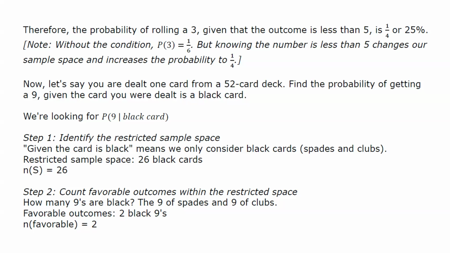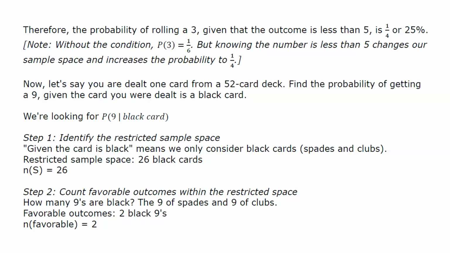Okay. Now let's say you are dealt one card from a 52 card deck. Find the probability of getting a 9, given the card you were dealt is a black card. So now we're looking for the probability of receiving a 9, given that it's a black card. So we'll identify the restricted sample space. Given the card is black means we only consider black cards, which are spades and clubs. So the restricted sample space is going to be 26 black cards.